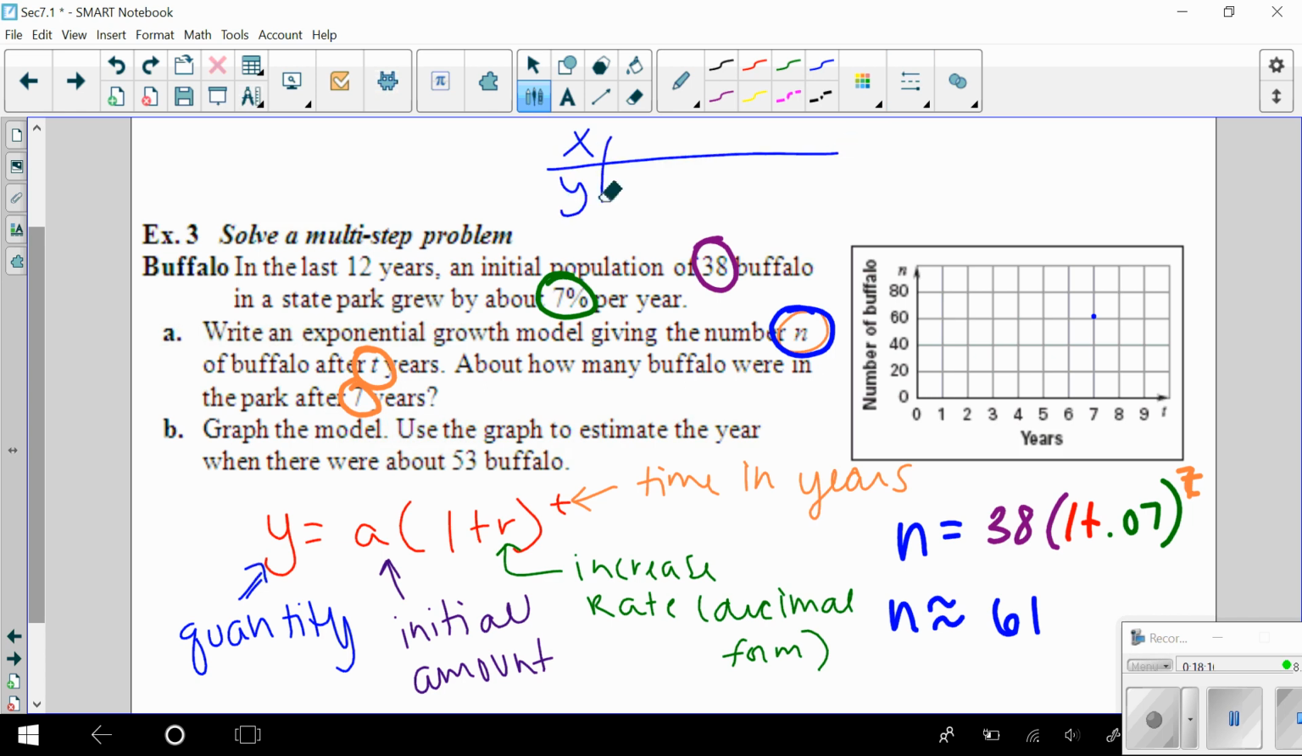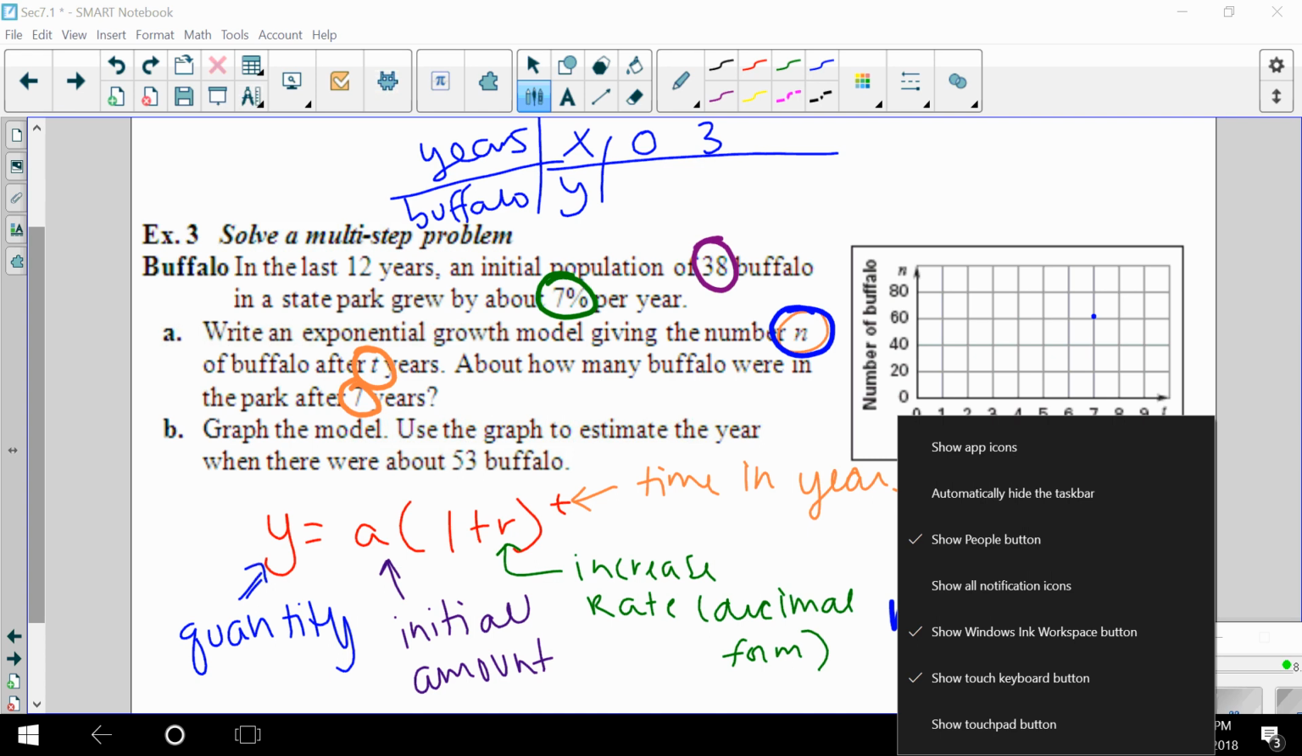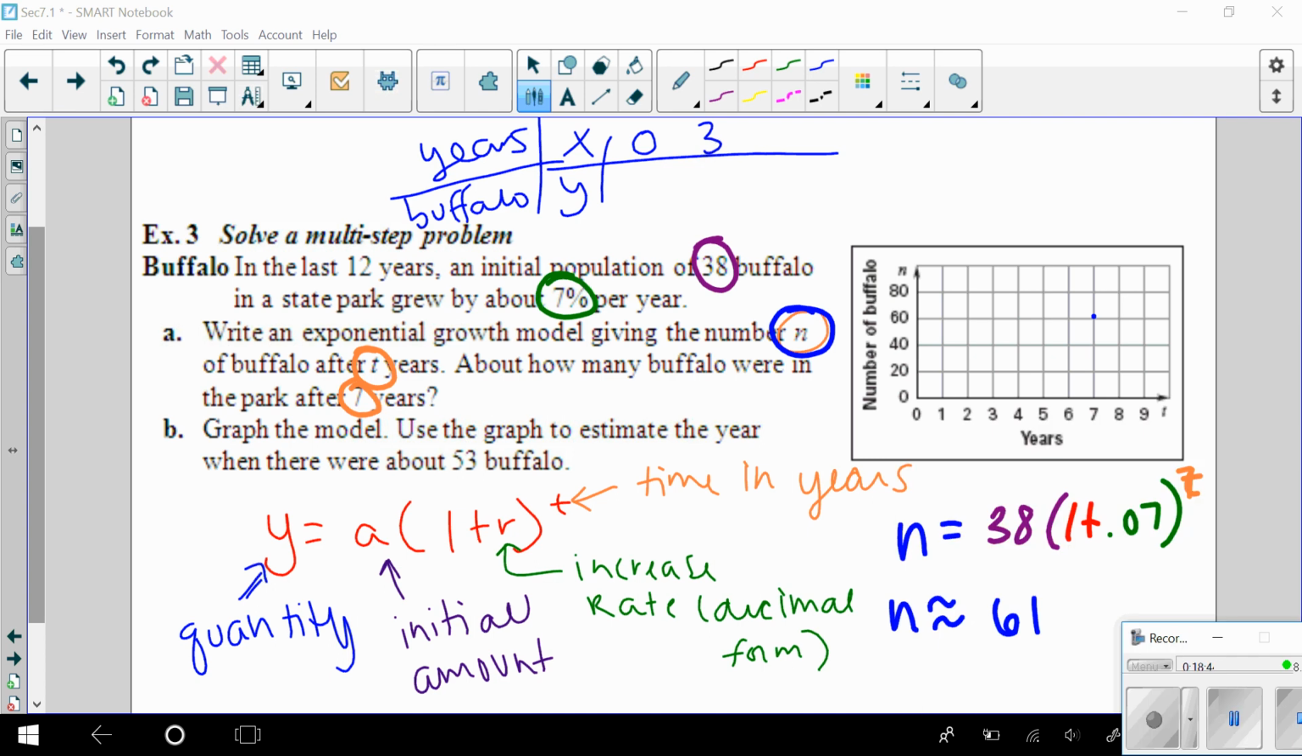Okay, where x is our independent variable, that's years, and y is our buffalo, or our dependent variable. So y, the number of buffalo, depends on how many years have passed. So we can start at 0. We did 7 already. Maybe we'll do, I don't know, 3, 5. And looks like we can do 10.